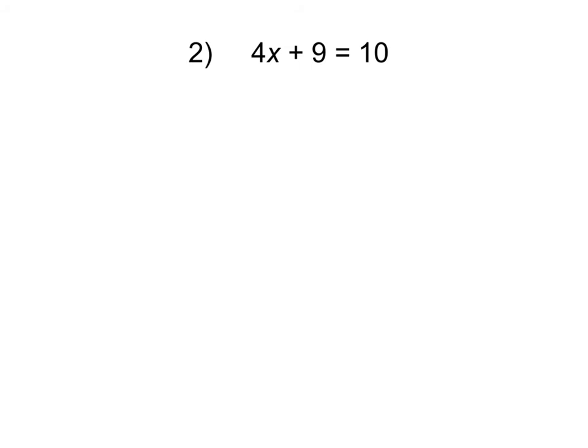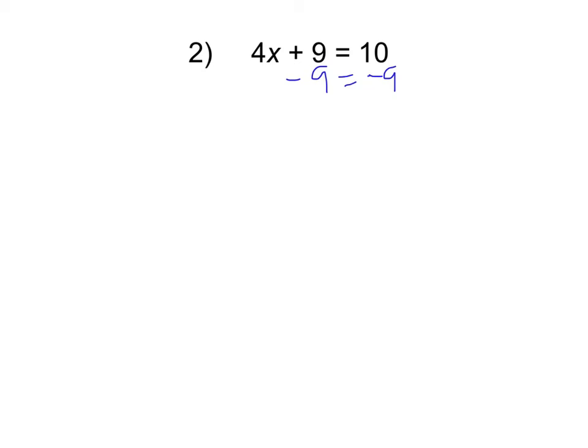So this time, we have two numbers connected with the variable again. We have a 4, which is connected by multiplying, and we have a 9, which is connected by adding. Which one are we supposed to undo first? The adding. So how do we undo adding? By subtracting. And whatever you do to one side, you do to the other side.